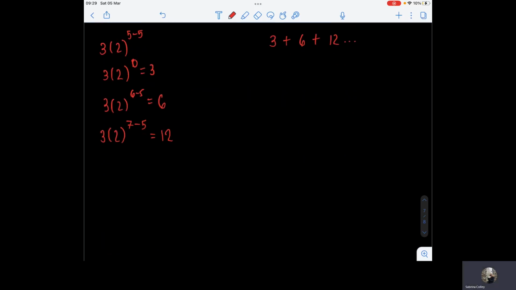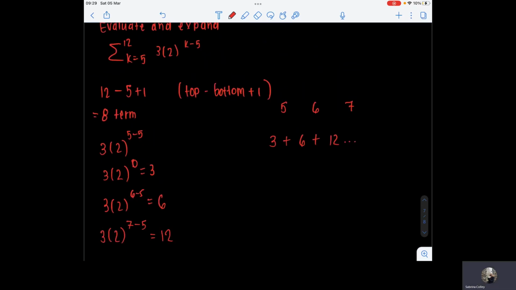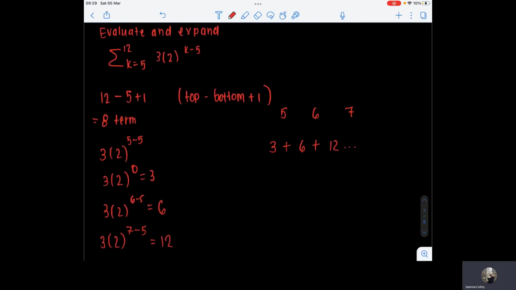Okay, so we are going to evaluate the sigma notation. I know that this is a geometric series. My R is going to be 2 because I'm multiplying by 2 every time. Let's just work that out quickly. Our R is term 2 over term 1, which is 6 over 3, which is 2.